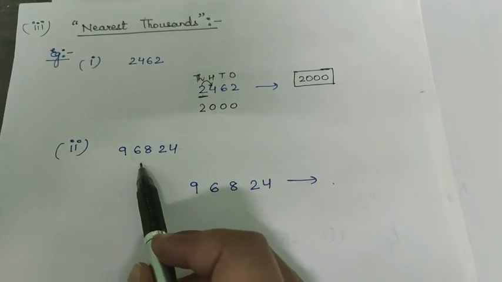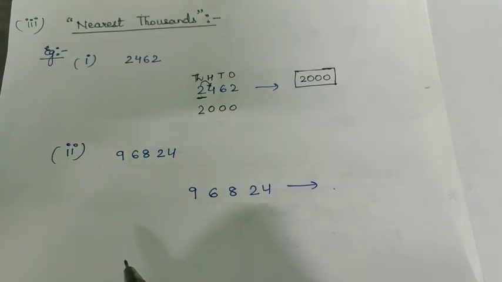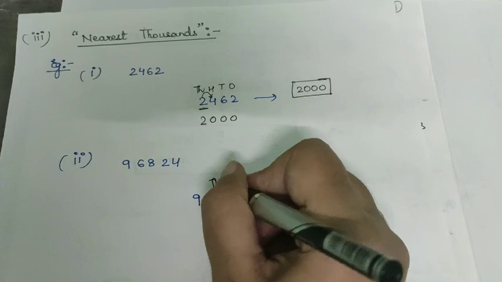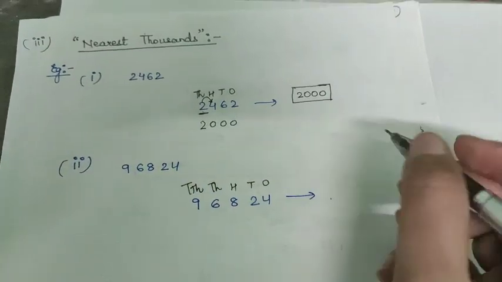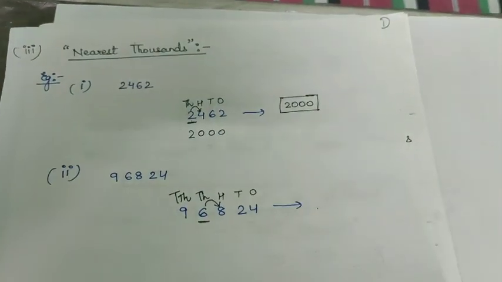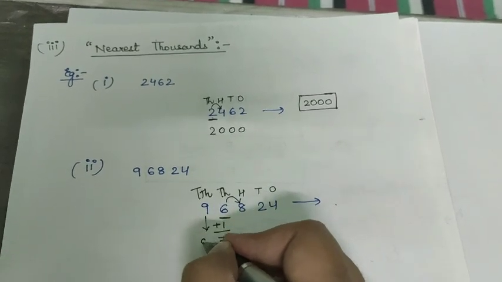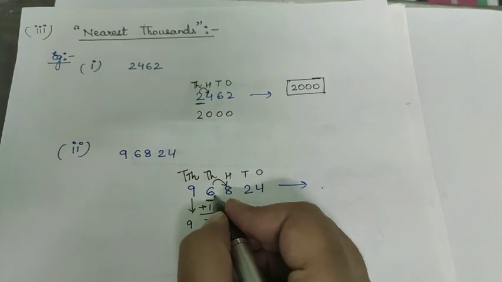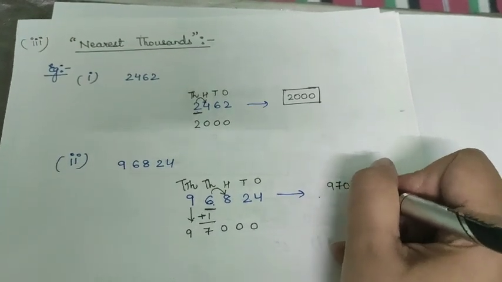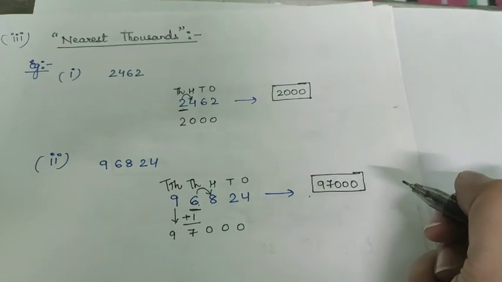2462 is rounded off to 2000 in nearest thousands. Now move on to the next example, 96,824. You have to round off this number to the nearest thousand. Again I will write the place values: ones, tens, 100, 1000 and 10,000. I will see the 1000 place, it is 6, and then the number behind it, it is 8. It is greater than 5, so I will add 1 to it. So this will become 7. This 9 will be as it is, and all the digits after the number which is to be rounded off will become 0. So what is the number? 97,000. That is, 96,824 is rounded off to 97,000 in nearest thousand.